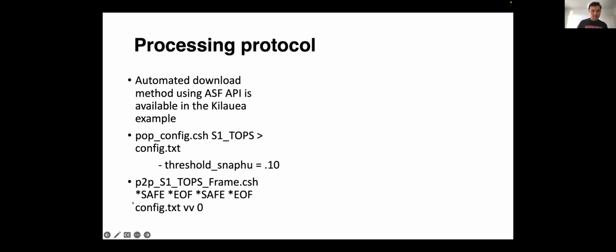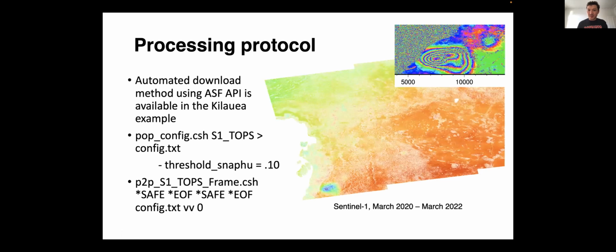Then I listed the images, the associated orbits, and the configuration file. VV stands for vertical polarization, and 0 is sequential processing. And voila, I got a very nice unwrapped interferogram. On the bottom left is this signal over the oil field. It's quite small on the scale of the interferogram. And here, if you zoom in, are the fringes of this deformation.